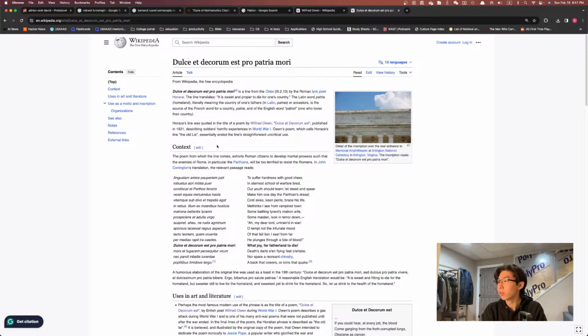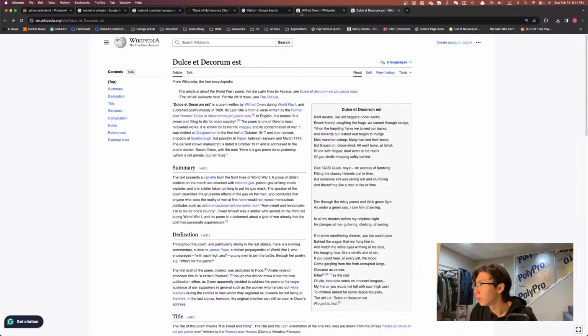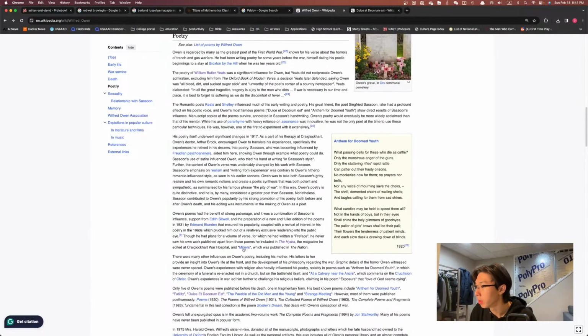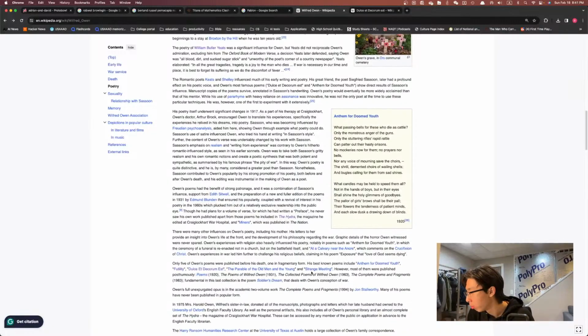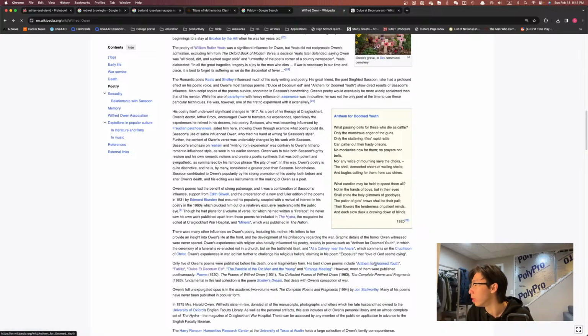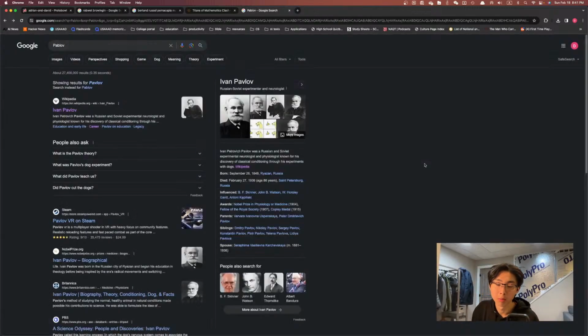Okay. Patrie, or the English word patriot. Okay, so Owen is a patriotic poet. The Parable of the Old Man and the Young. Strange meaning. Okay, well, unfortunately, I don't have that much time to allocate to Owen, so I'm going to cut it off from there. But Owen is a wartime poet, quite patriotic.